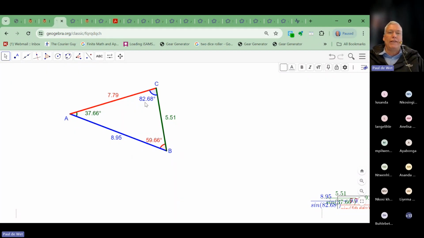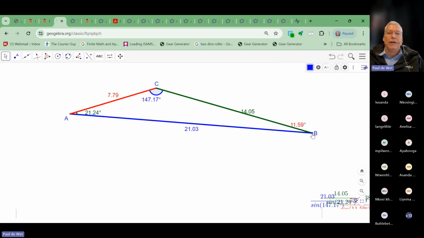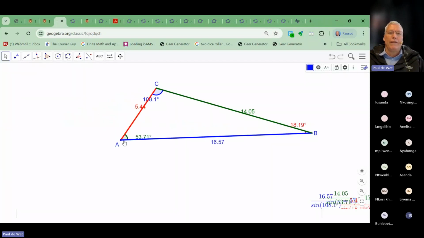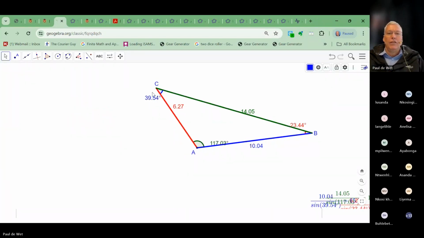The blue one. And which is the biggest side? The blue one. Which is the smallest one? The green one. And the smallest angle, the green one. Notice when I drag this around, all right, I'm going to make the blue one the smallest. Do you see? The blue one's not the smallest.